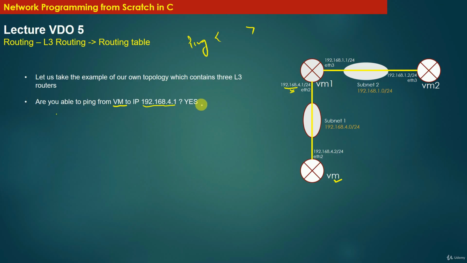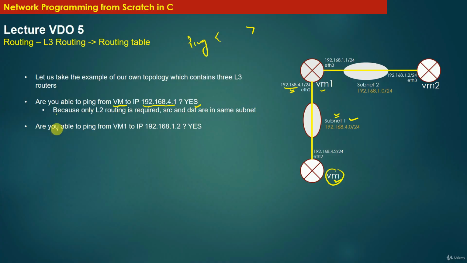So now what is the answer? Why are you able to ping the IP address 192.168.4.1 from the router VM? The answer is that from router VM you are trying to ping an IP address which falls in subnet 1, and subnet 1 is a local subnet with respect to router VM. So basically you are trying to ping a machine which is in the same subnet as your source machine. So this is the case where both the communicating machines are present in the same subnet, and therefore layer 3 routing is not required at all.